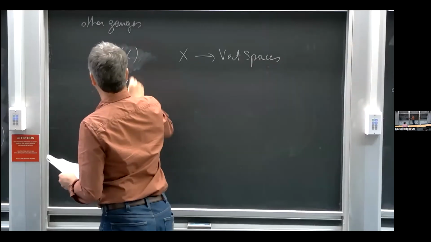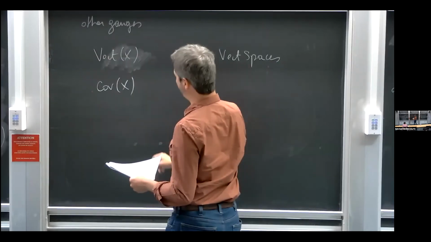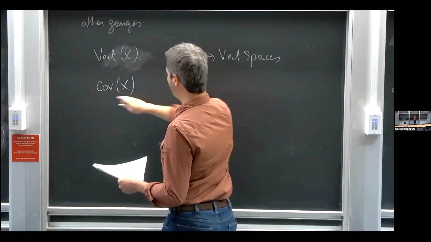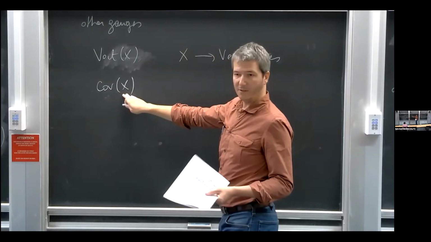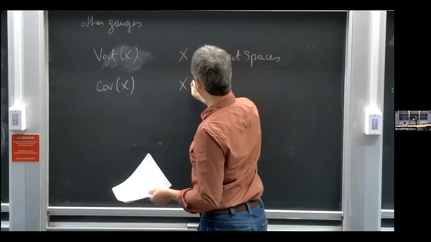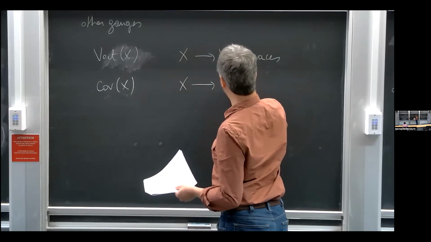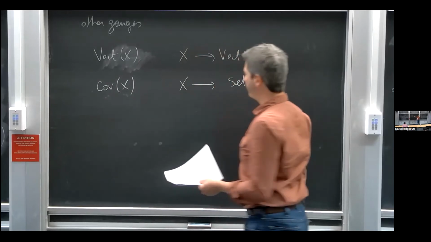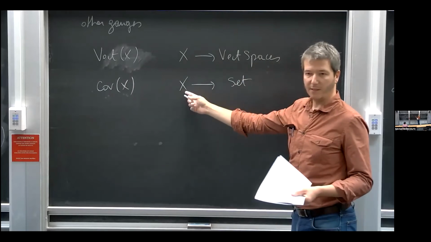Another example that maybe will help to understand the first one is that I can look at covering spaces of a given space X. And I can try to look at this as a function that sends a point to the fiber of the covering space, which is a set.